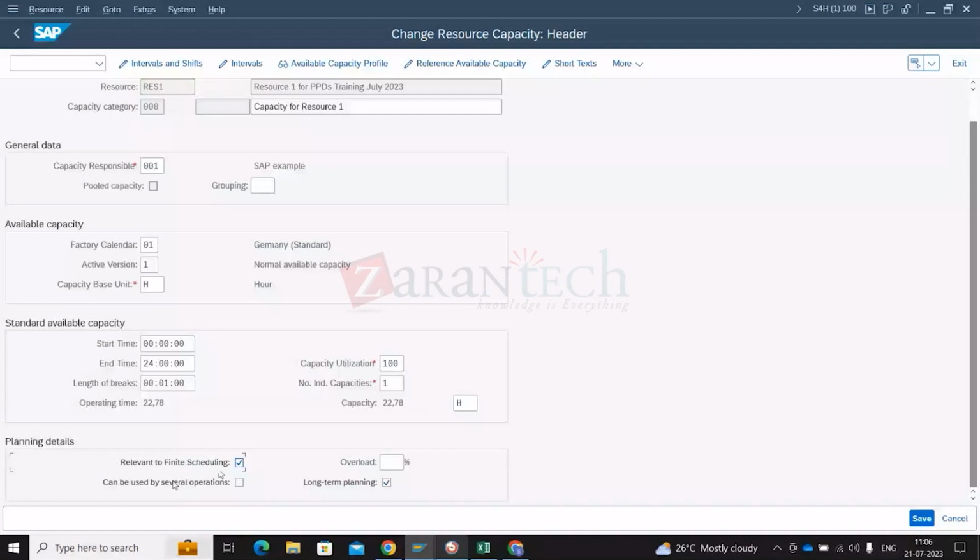Can be used by several operations. So in SNP, have you seen the single resource, multi-resource concept? Has anybody seen that during any of his projects and any of the tickets? Never mind. See, can be used by several operations you set up for resources which can accommodate multiple plan orders at a time on them.